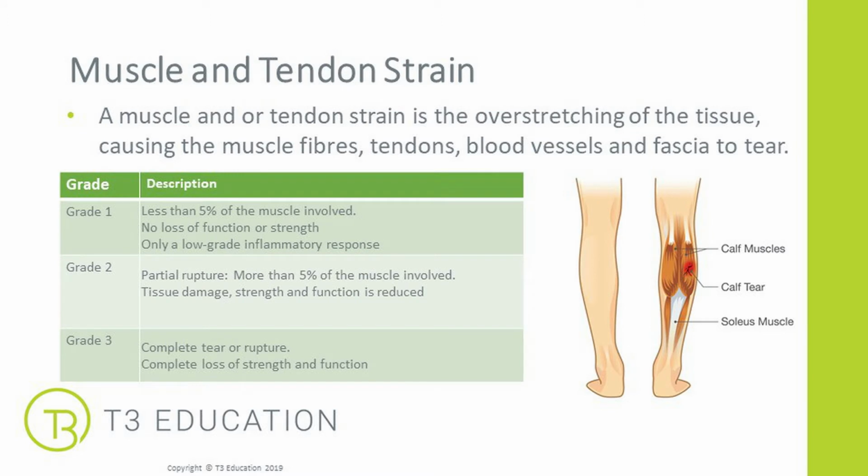What we learned in the level 3 was that a muscle or tendon can be strained, and it's often caused by the overstretching of the tissue, which causes the muscle fibers, tendons, blood vessels, and fascia to tear. And it's based on those 3 grades, so grade 1 to grade 3. What this grading system doesn't do is take into consideration injuries that aren't caused by an overstretching of the tissue, but more of an overuse.